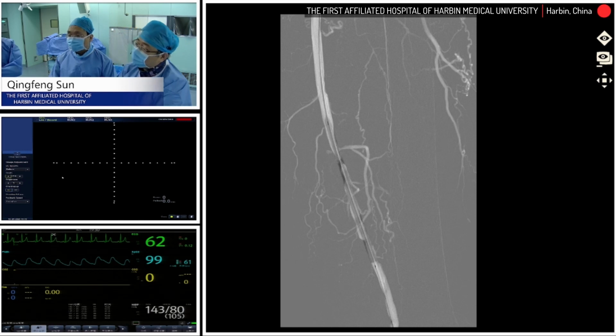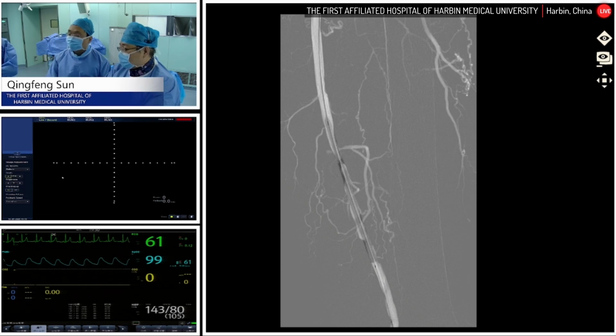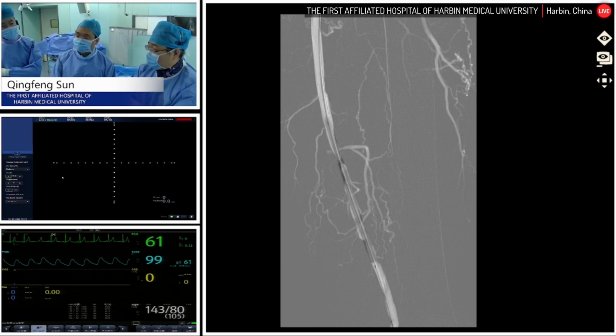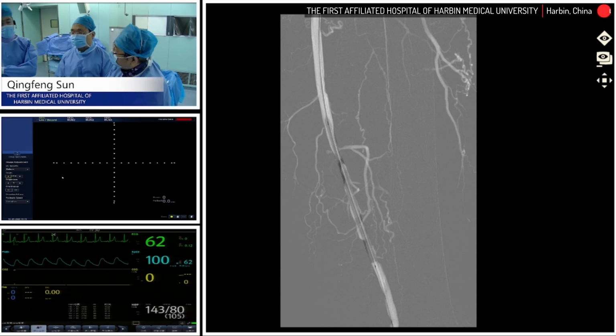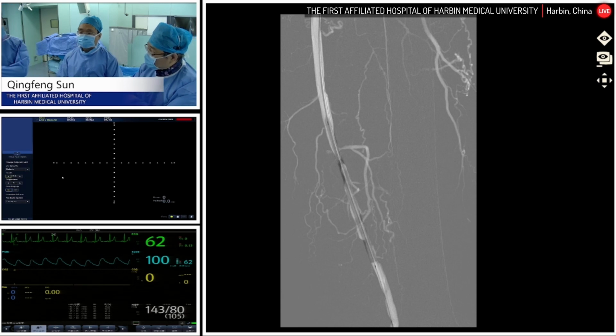Oh, okay. Doppler, not IVUS. The Doppler, before the surgery. We can see the plaque. The plaque is high or low echo.